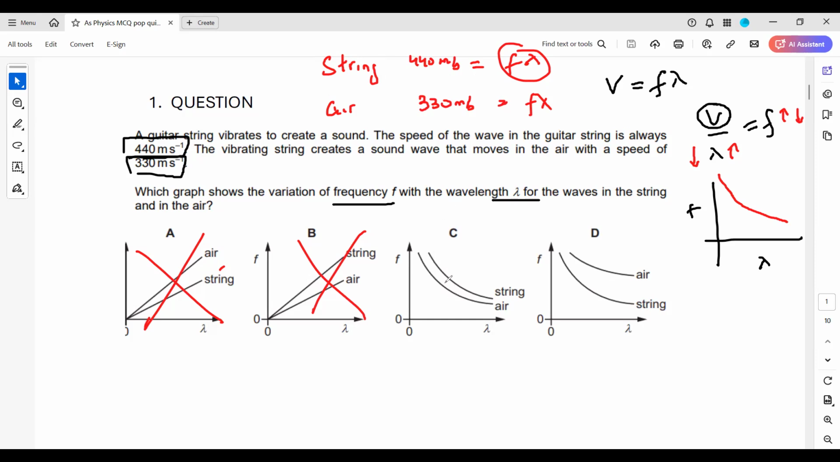So option C shows that the two quantities are inversely proportional, and in air, the product is less. That's why the graph for frequency and wavelength is below for air, and the graph for a string is above, because the product of frequency and wavelength will be higher. When you multiply them, it will give a larger value as compared to when you multiply these two. Is it clear? Question one.